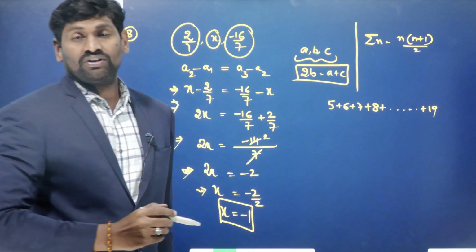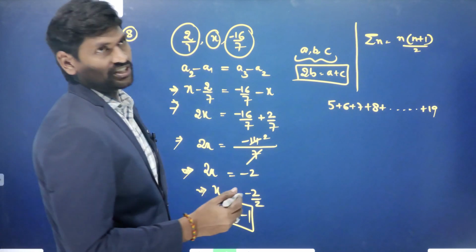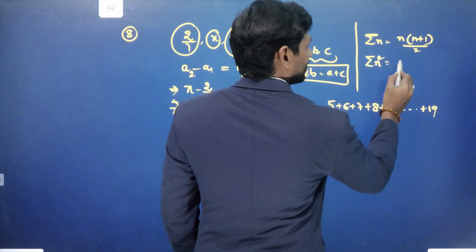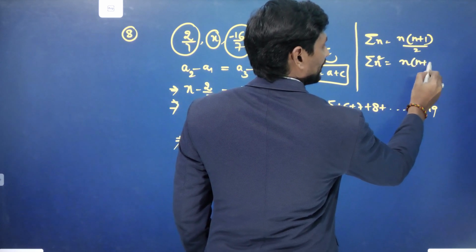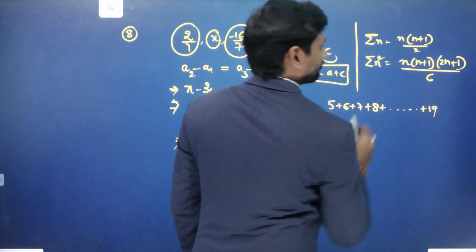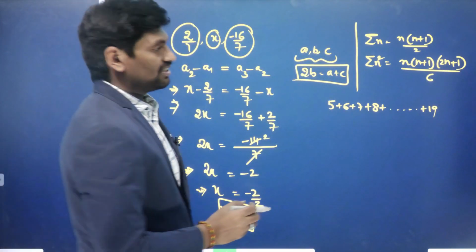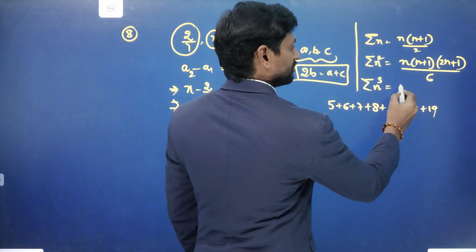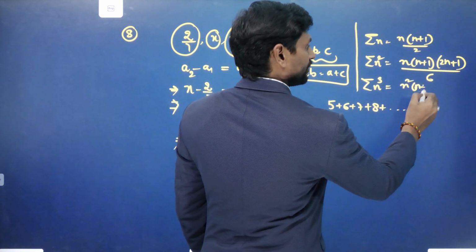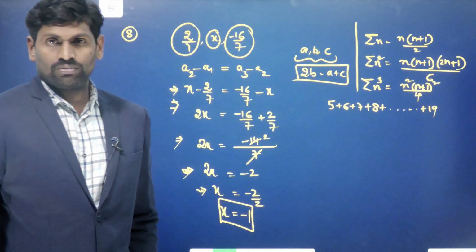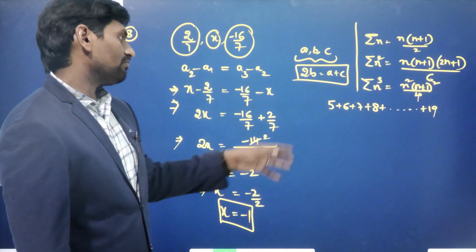And the sum of first n square numbers, that means 1 square, 2 square, 3 square and so on: sigma n square equals n into n plus 1 into 2n plus 1 by 6. Same way cube numbers also we discussed: sigma n cube equals n square into n plus 1 whole square by 4. We discussed 3 formulas.